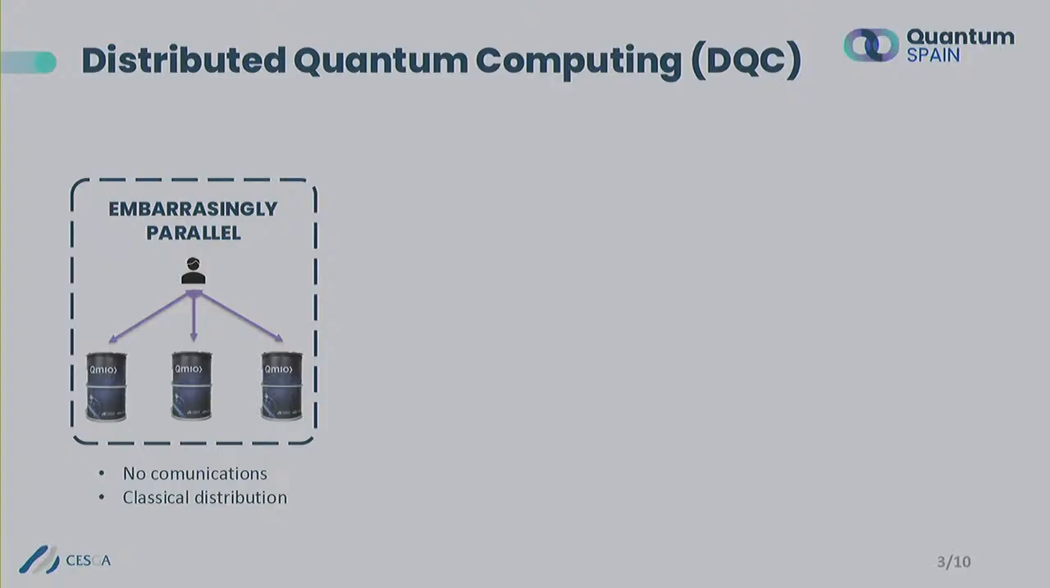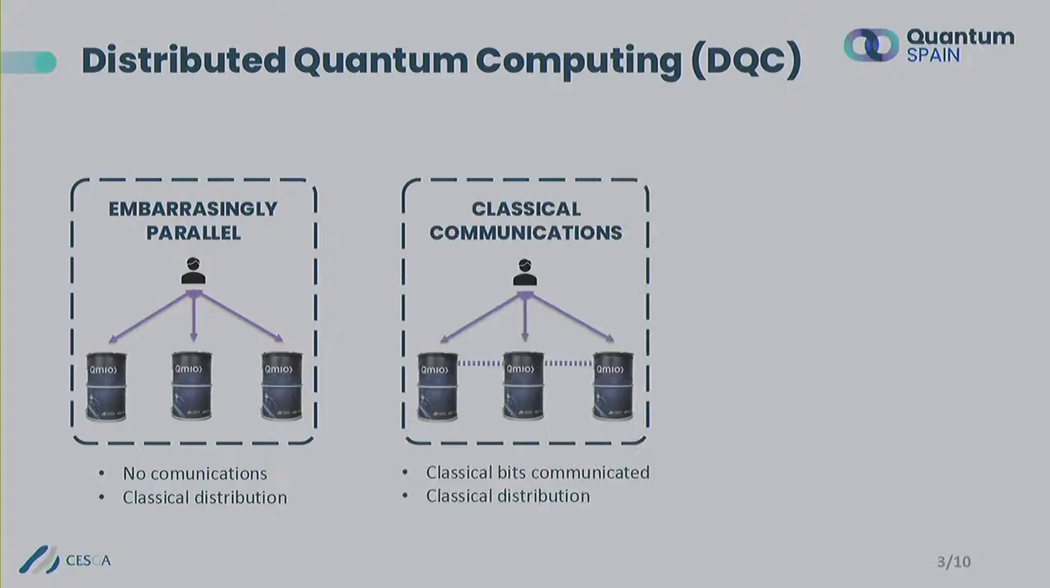But this brings me to the next approach, where you might need classical communications among them. Let's say you have iterative quantum phase estimation or any other algorithm that requires making an intermediate measurement in one circuit and sending a bit to another QPU in order to perform a conditioned gate or something. This is still a classical distribution, because in classical computing, you can communicate MPI processes. So this is not new.